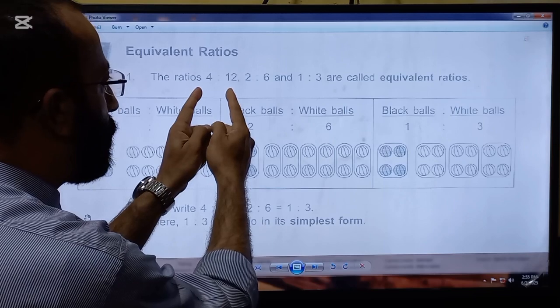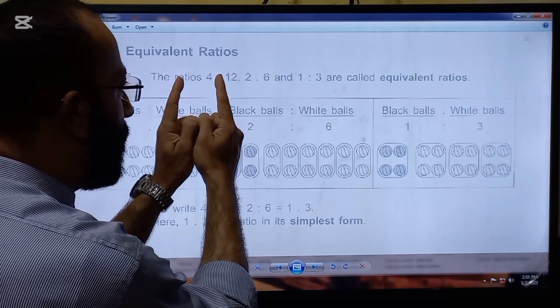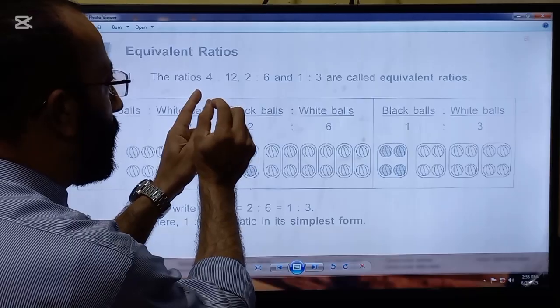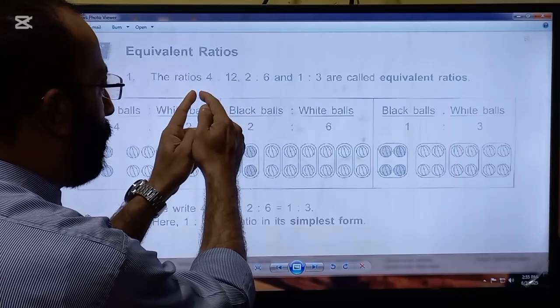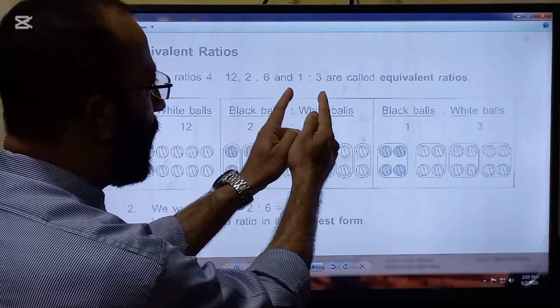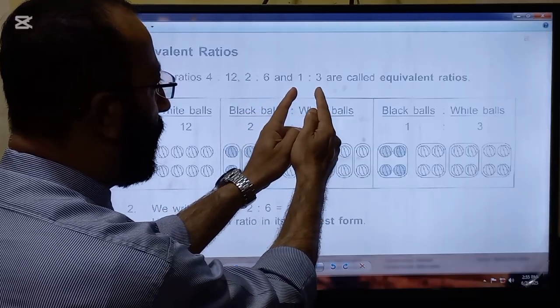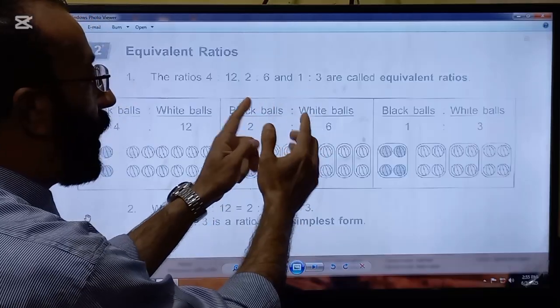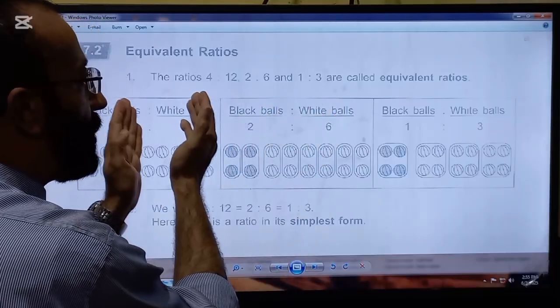Again, look at 4 ratio 12. If we divide this ratio by the same number 4, so 4 1s are 4 and 4 3s are 12. So here we get another ratio. That is again the equivalent ratio of this one. We can proceed from here to here.